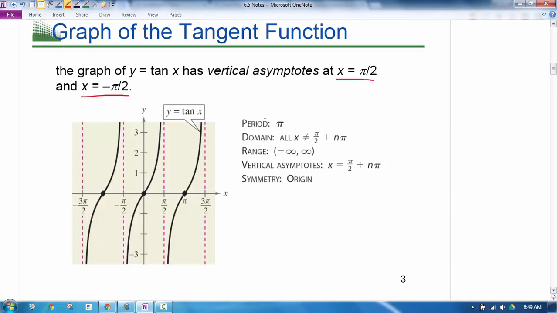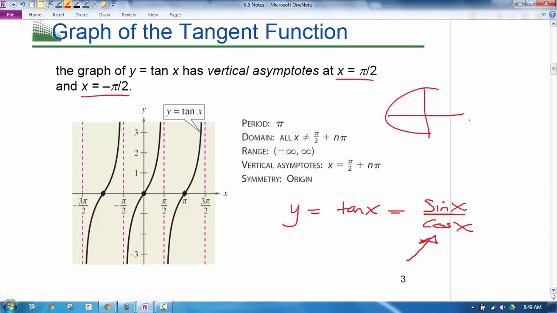The tangent has vertical asymptotes at pi over 2, negative pi over 2. I'm not going to be too concerned about that because I'm going to show you that you can figure it out, because we know that the tangent function is really just sine over cosine. So you can easily figure out where the asymptotes are because those are whenever cosine is 0. Just look at the unit circle and look at where cosine is 0. That happens at pi over 2 and negative pi over 2, or 3 pi over 2 if you prefer. So that's all these asymptotes right here where the cosine is 0.